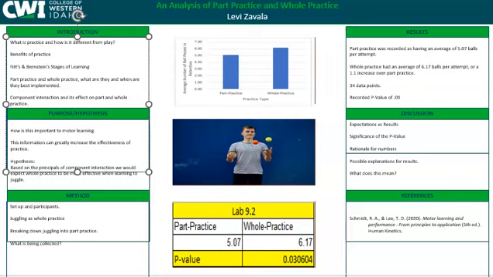Expectation versus results. We expected whole practice to be more beneficial when compared to part practice due to the highly interactive nature of juggling. It's very difficult to separate the process and then recombine it back together. And the data showed this. Part practice, like I said, was 1.1 lower than whole practice, which is in line with what you would expect. And you can see on the graph the difference between the two practices.